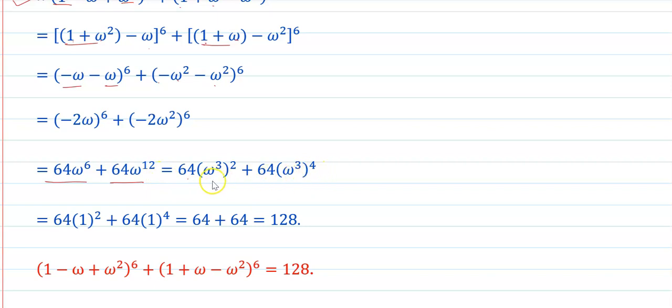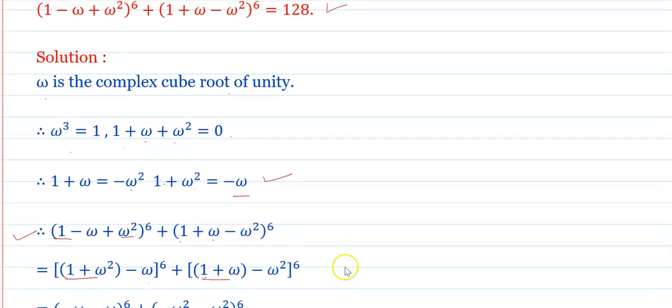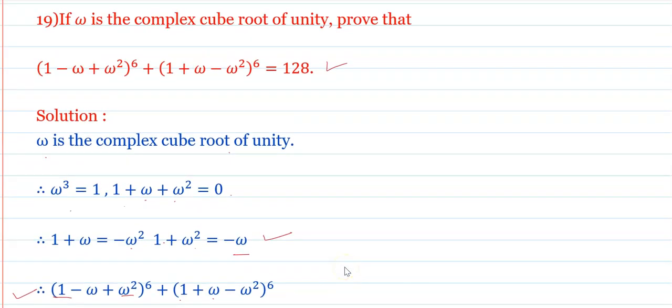But what is the value of omega cube? Omega cube is 1. Okay, and hence substitute 1 square into 64, 1 raised to 4 into 64, you will get 64 plus 64, and hence you will get 128. So (1 minus omega plus omega square) raised to 6 plus (1 plus omega minus omega square) raised to 6 is equal to 128, and hence the answer.